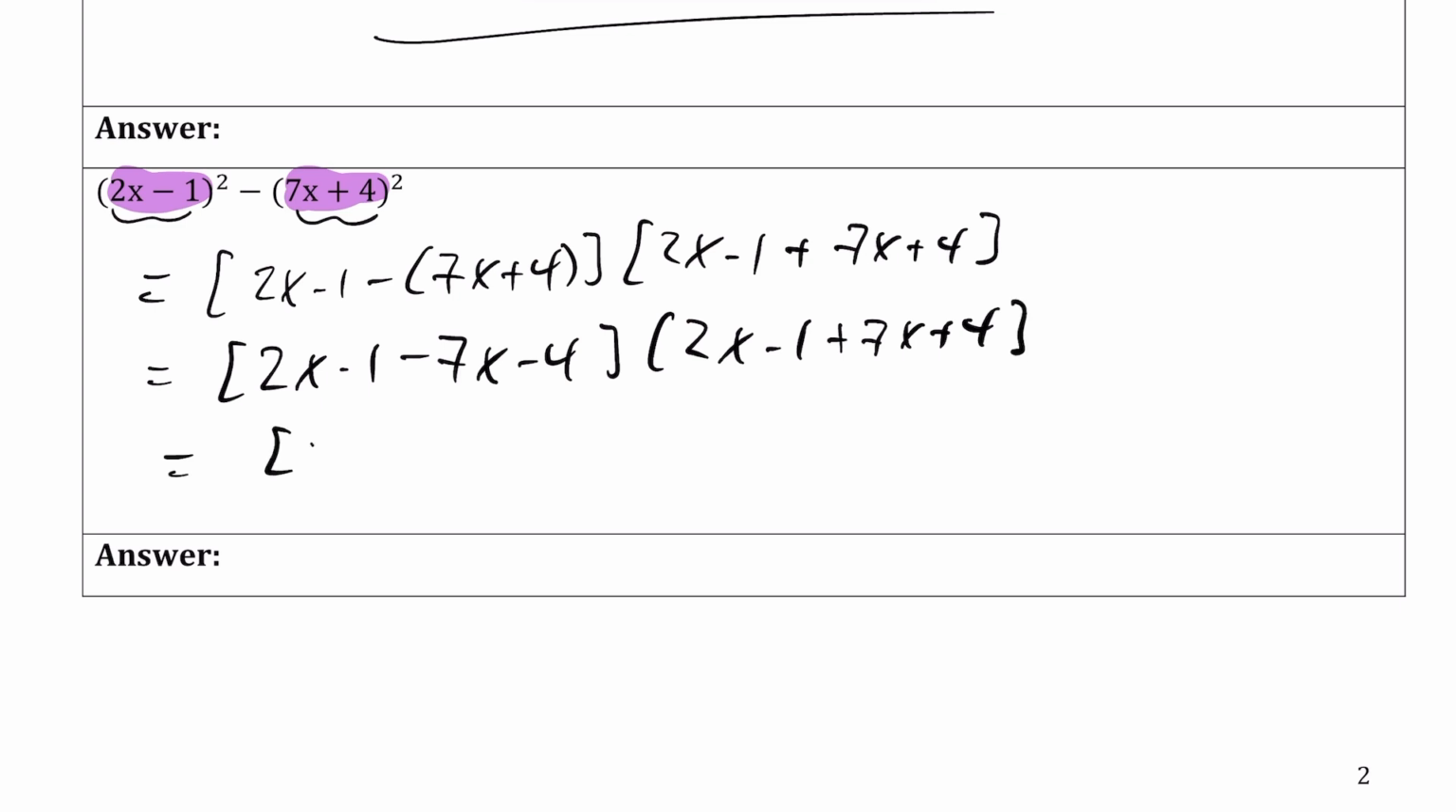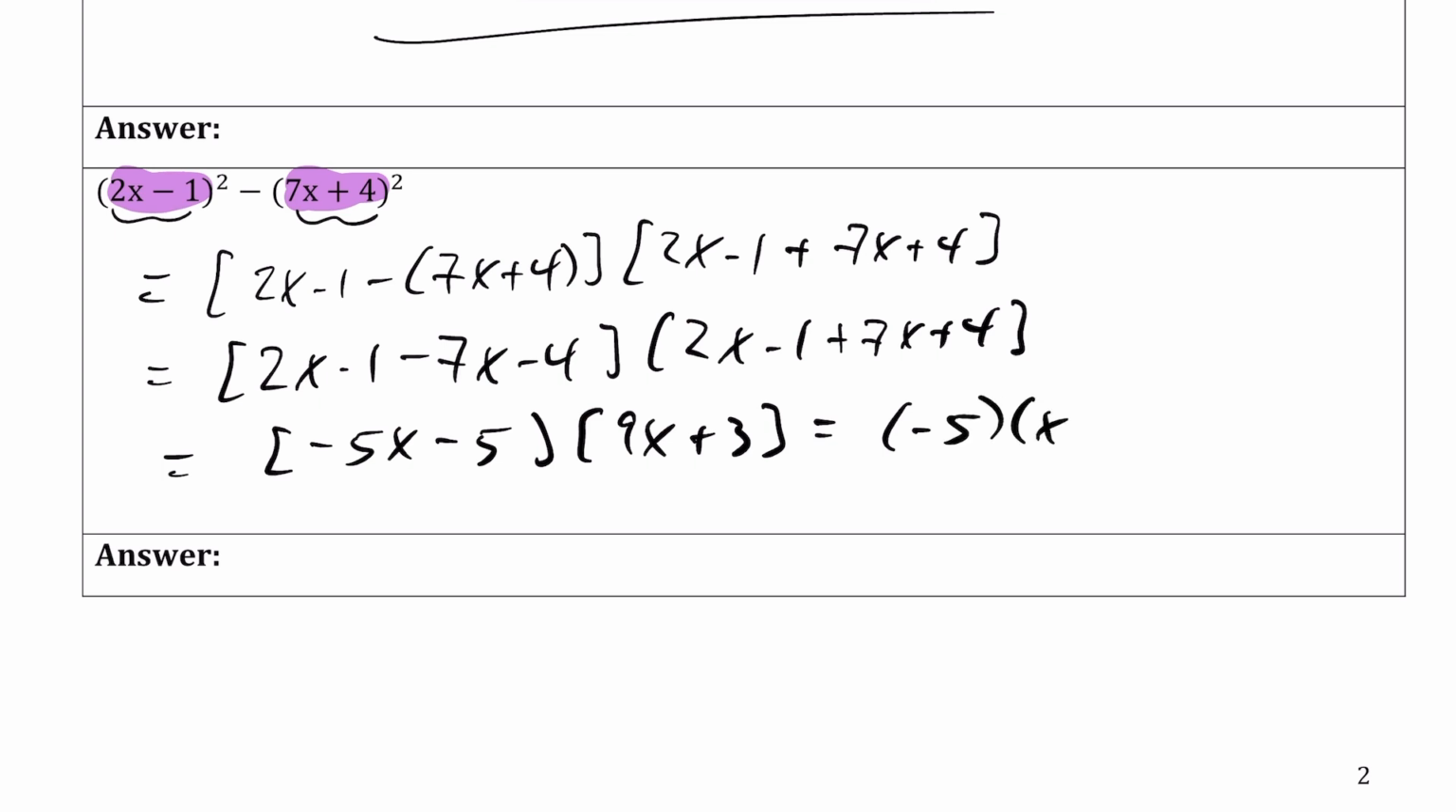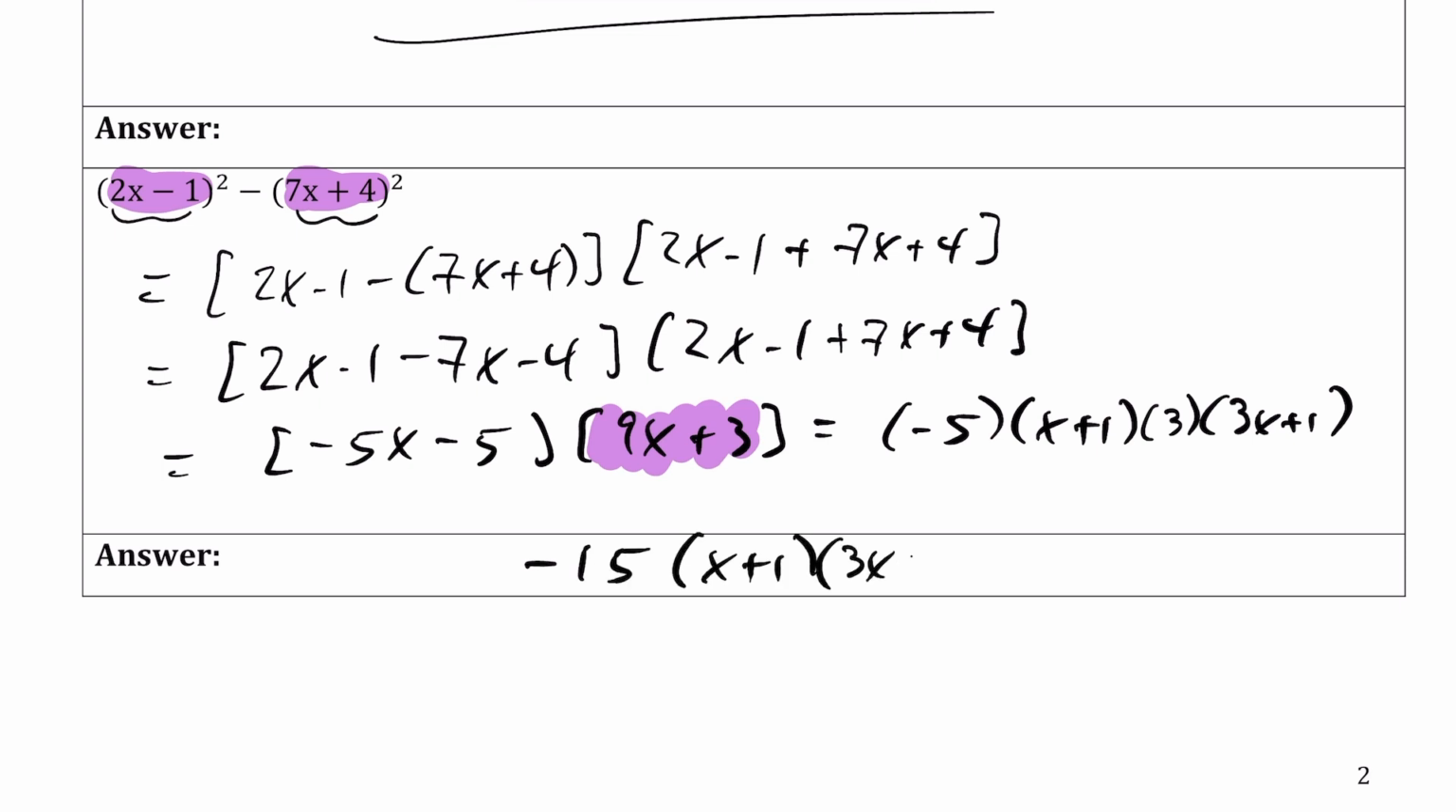Collecting like terms here, I get negative 5x minus 5. And this becomes 9x plus 3. You'll notice I can factor minus 5 out of the first one, leaving me with x plus 1. And the second term here, I can factor a 3 out of this one, leaving me with 3x plus 1. Collecting this all together, we get negative 15 times x plus 1 times 3x plus 1. And we are done.